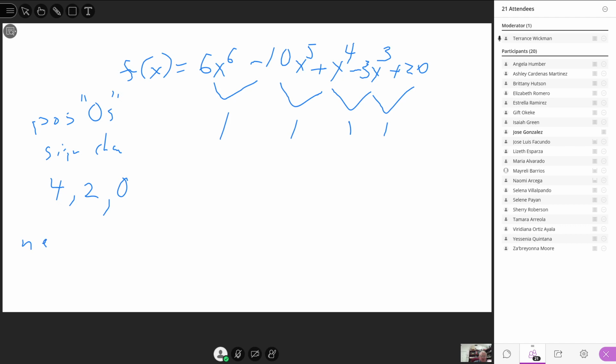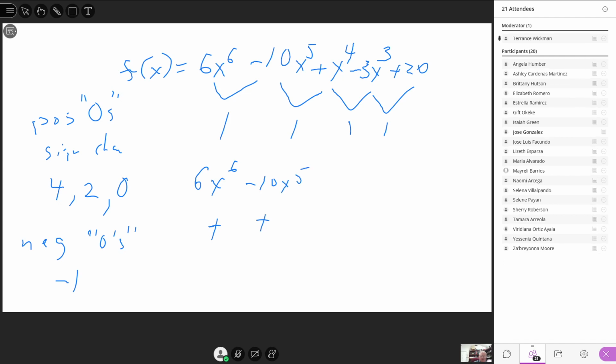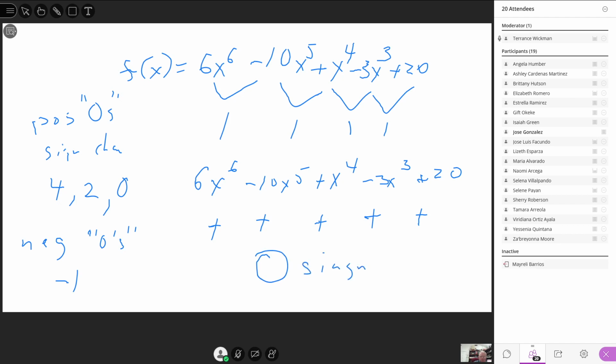The negative zeros are determined the same way, except you have to put a negative 1 in for the x. So we're going to write it again, 6x to the 6. If you put a negative 1 in here, it's positive. Next part is negative 10x to the 5th. If you put a negative 1 in, you get a positive because negative times negative is a positive. Next one, x to the 4th, is still positive because anything to the 4th power is positive. Then you have the negative 3x cubed. Put negative 1 in for x, the x cubed becomes negative 1 times negative 3. That's positive because a negative times negative is positive. And you have 20. That's another positive. So I have no sign changes, 0 sign changes. There's 0 negatives.